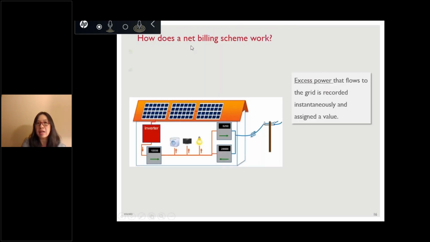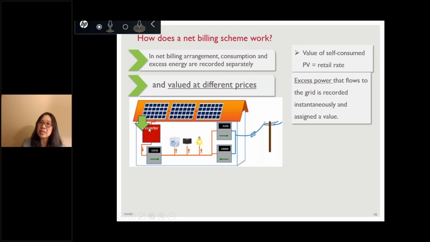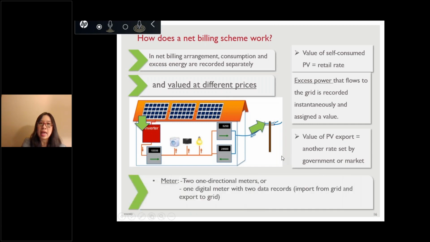Next is the net billing scheme. How does it work? So under a net billing scheme, the consumption and excess energy have to be recorded separately. And the reason for that is because their value is at different prices. The value of self-consumed electricity is equivalent to retail rate, and the value of exported electricity is another rate that is either set by the government or the market. And in this case, you really need either two one-directional meters or one digital meter with two data records showing import from the grid versus export to the grid.